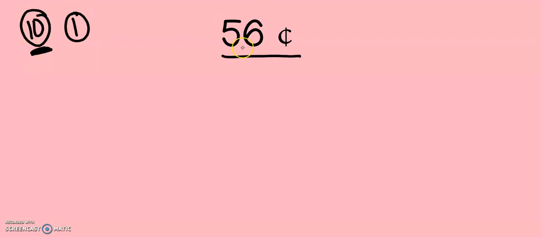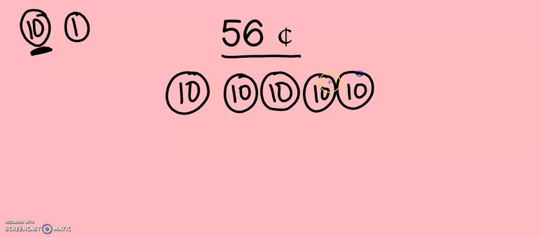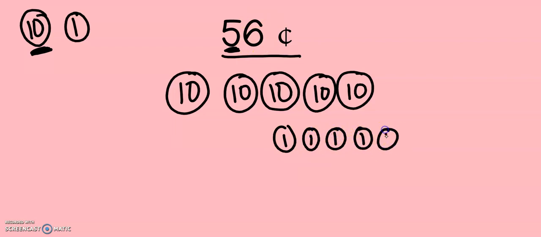Let's count and see how many we can get in 56. 10, 20, 30, 40, 50. Now I stop at 50 because I have 5 tens. Now I can go to my pennies. 51, 52, 53, 54, 55, 56.